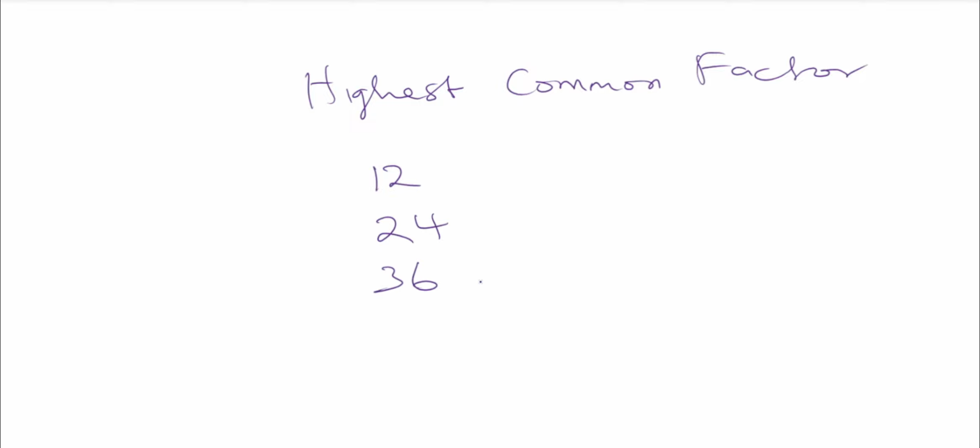Now, how do we find HCF? So we've already defined HCF as the highest common factor. So how do we find it? It's very simple. You will normally find the highest common factor of two or more numbers. So I can give you 12, 24, and 36. And then I'll tell you to find the HCF.